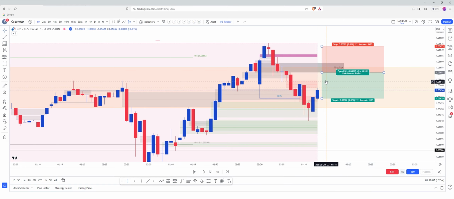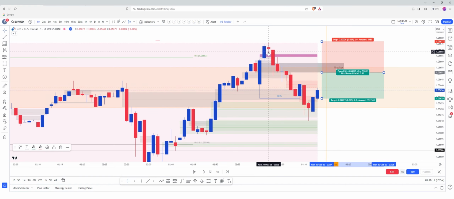So the short position will be a tap on the bottom of the breaker block. My stop loss is going to have to cover all 3 of these PD arrays, which means I need to have a stop loss above this order block because this is the highest of the 3 PD arrays. My entry would be on the breaker block.